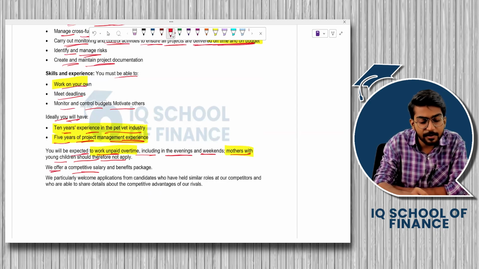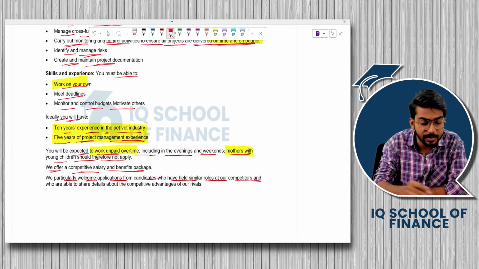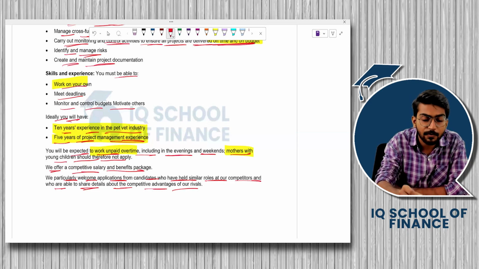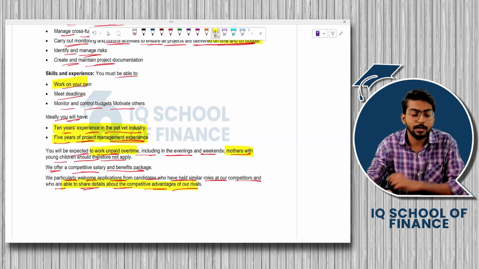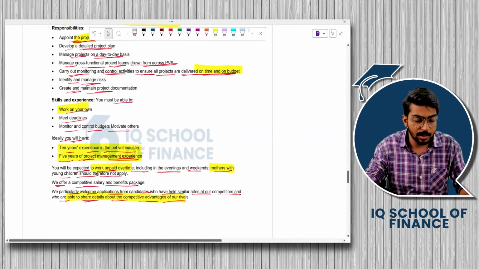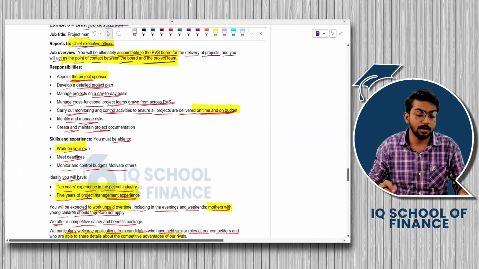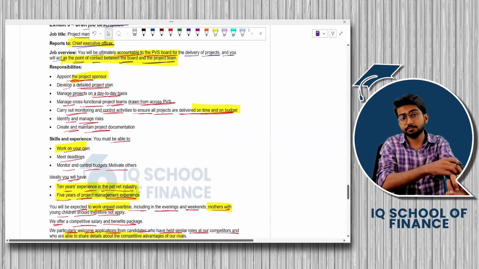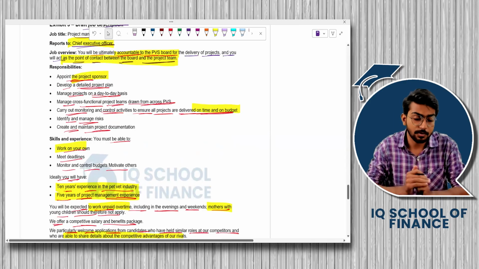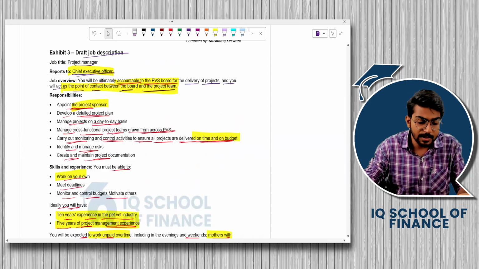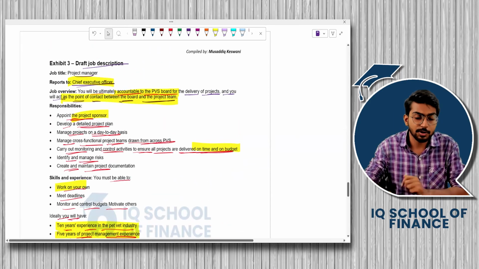We offer a competitive salary and benefits package. We particularly welcome applications from candidates who have held similar roles at our competitors and who are able to share details about the competitive advantage of our rivals. All right, so this is the job description of the project manager, right? So now, what do you guys think? What are the issues in it?